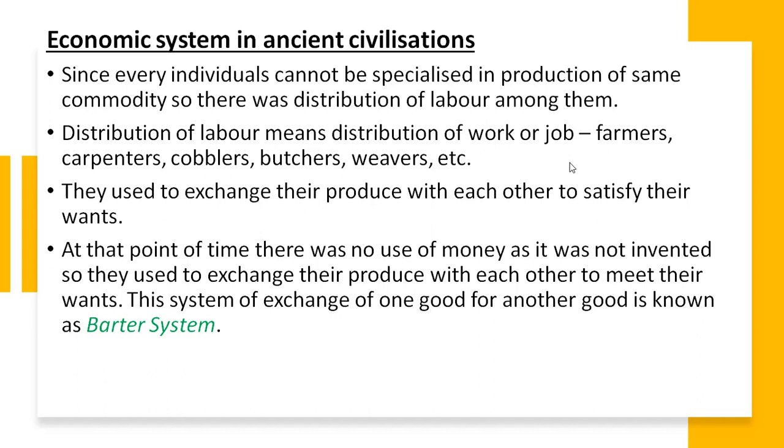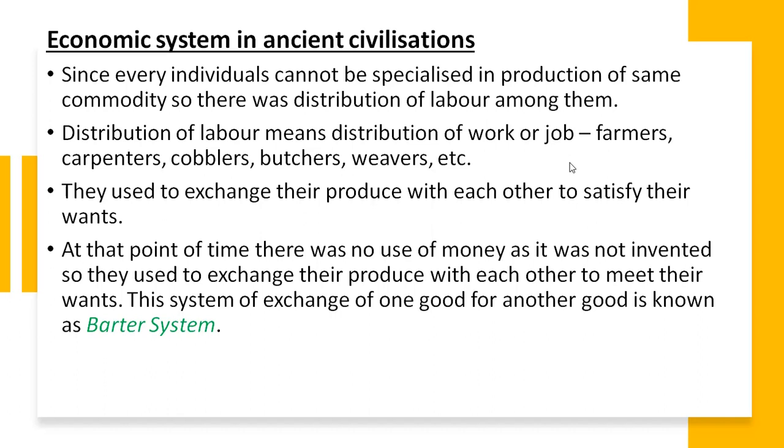At that point of time, money was not invented, so they used to exchange their produce, whatever they were producing. Say the farmers were producing only farm items, including vegetables, rice, pulses or dal, bajra, jute. Carpenters used to craft various wood items, furniture, houses. Cobblers were making footwear. Butchers, let us say, used to deal with the meat shop. At that point of time, money was not invented first. So how did they satisfy their wants?